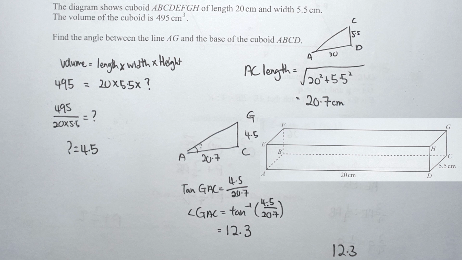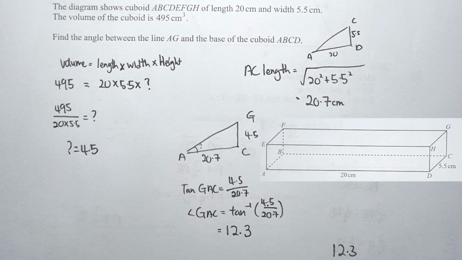However, I'm still missing one piece of information, which is CG's value. CG, HD, AE, and BF are actually the height of this cuboid. Since they've given us the volume, tracing the height is pretty easy, because by multiplying the length, the width, and the height, it should equal 495. Through that, I identified that my height was 4.5. I then transfer the value of 4.5 into CG.